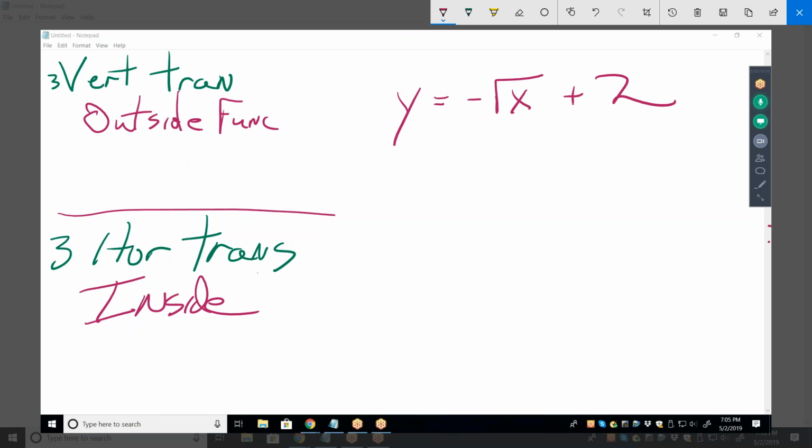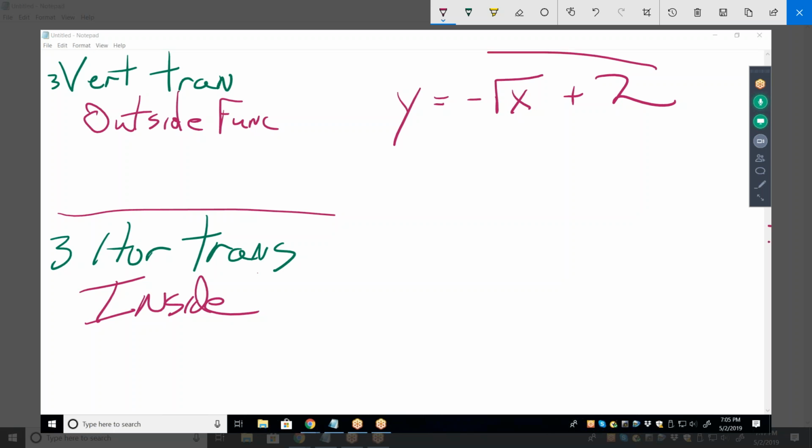All right. So one last rule. Always do your reflections first. It makes a difference. You can do everything else in whatever order you want, but you have to do your reflections first. If you have two different reflections, it doesn't matter the order you do them in. Just do all of your reflections first.